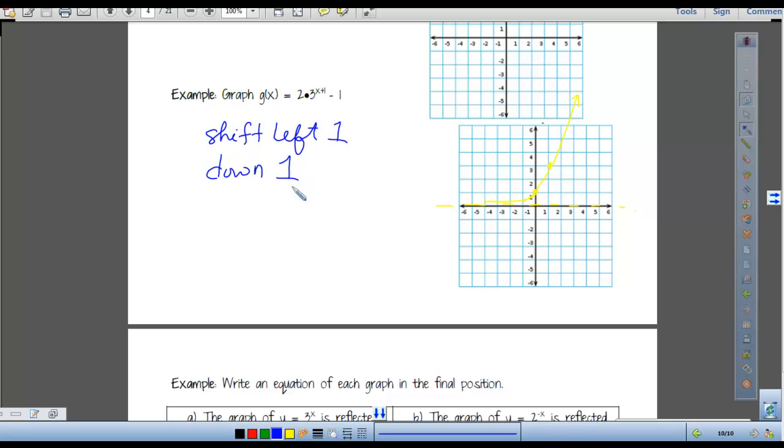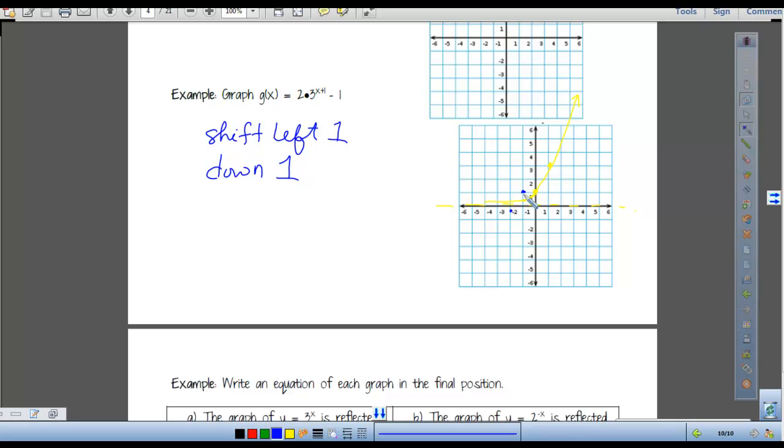Okay, so we were at 1/3. I'm going to do 2/3. Now I'm going to shift left 1 and down 1. So that puts me about right here. We had another point here at 0, 1. So that would become a 2. But I'm going to shift it left 1 and then down 1. All right.